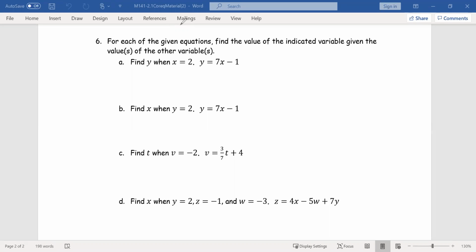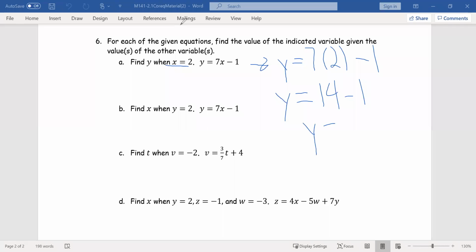So here we have the function, or the equation, y equals 7x minus 1. We've been told the value for x, so we can go ahead and plug that in. So we have y equals 7 times 2 minus 1. And then notice from here we can very simply solve for y, right? Because the y is already isolated. So all we have to do is work out the algebra on the other side, or the order of operations. So 7 times 2 gives us 14 minus 1. Here we get y equals 13.